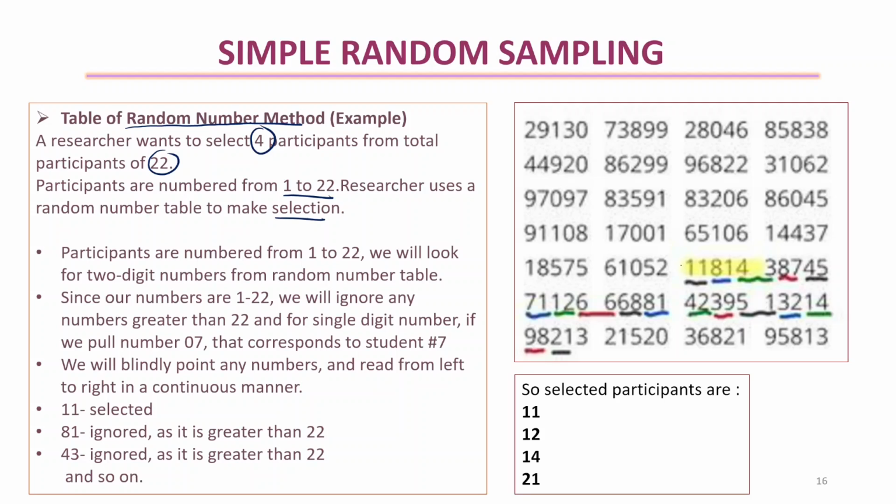For example, I have blindly pointed to this number. Now I will start reading from left to right. So first is 11. 11 is between 1 to 22, it gets selected. 81 larger than 22, we will reject it. 43 larger, rejected. 87 larger, rejected. 45 larger, rejected. 71 larger, rejected. 12 is between 1 to 22, so selected. Similarly, in this table, the numbers 11, 12, 14, 21 are selected. Everyone uses different types of random number tables.